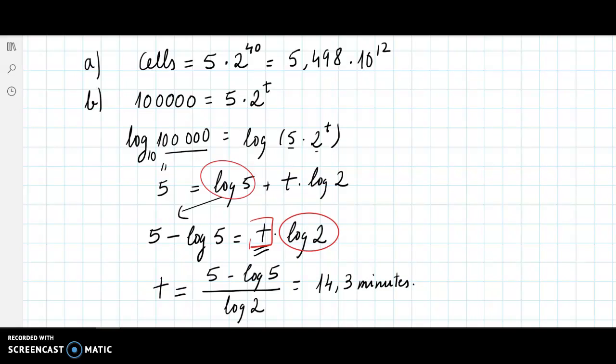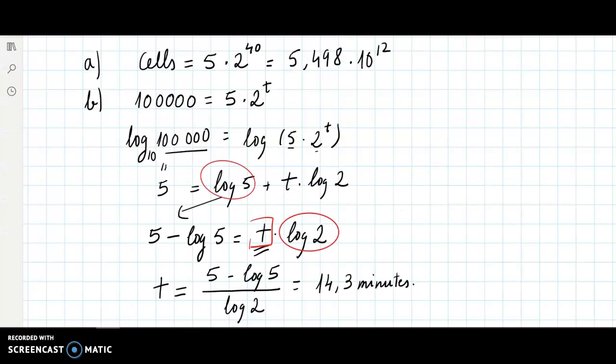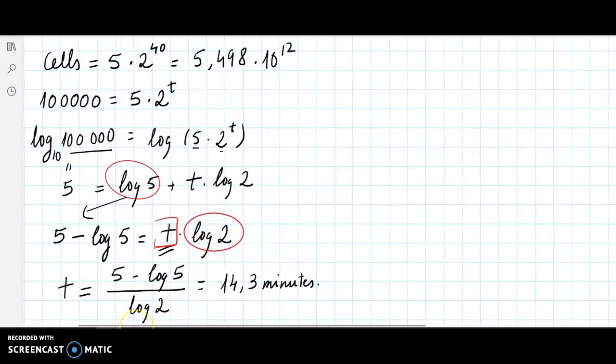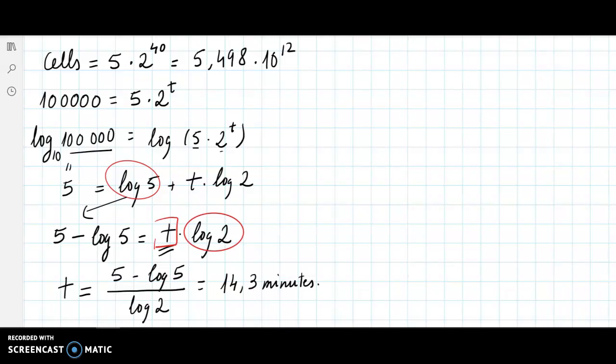So this is the answer to question B. For the last question, represent the formula on a coordinate axis for the first 5 minutes. Well, I'm not going to do it in detail. Let me make a graph.